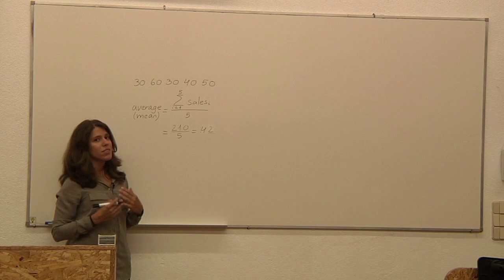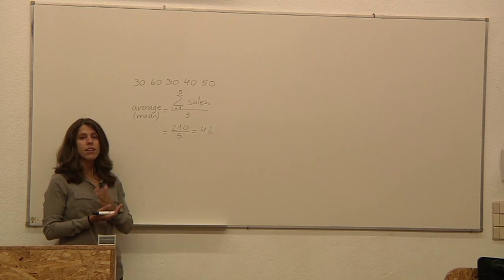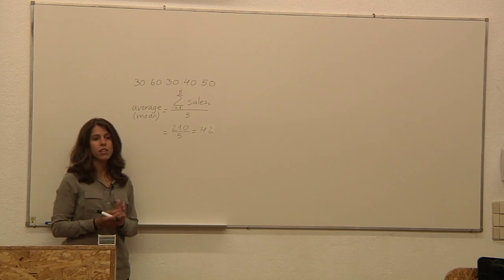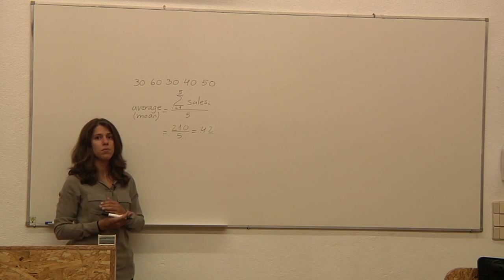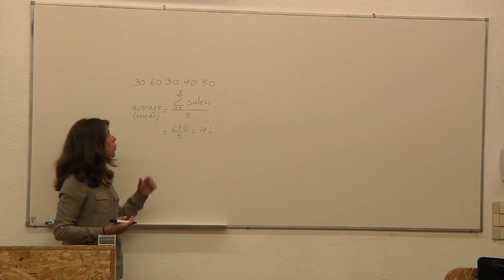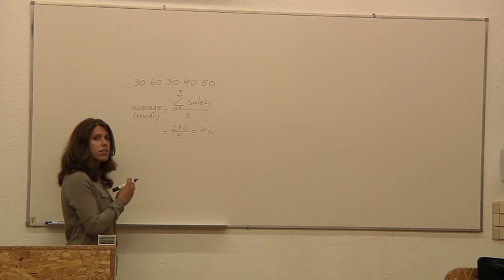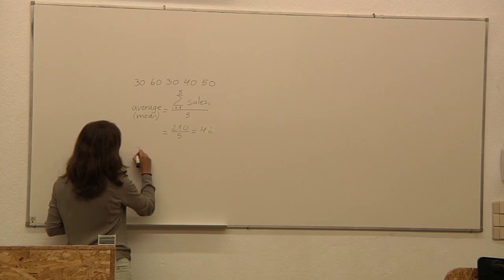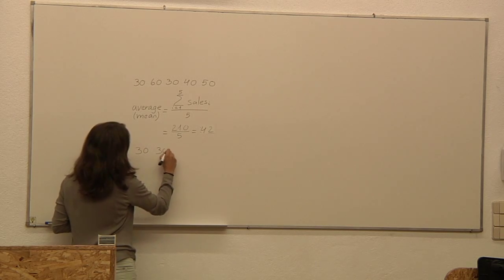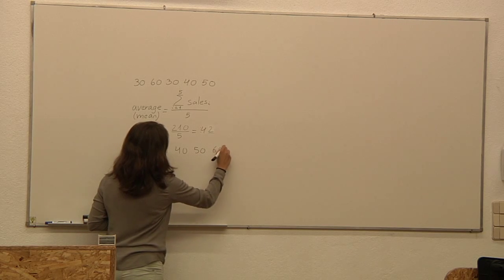Now, what about the median? What is that? Well, the median is the number in which you ensure that you have half of the observations above that number, half of the observations below that number. So in order to know that, we have to reorder the numbers from the lowest number to the maximum. So in this case we have 30, 30 again, 40, 50, 60.